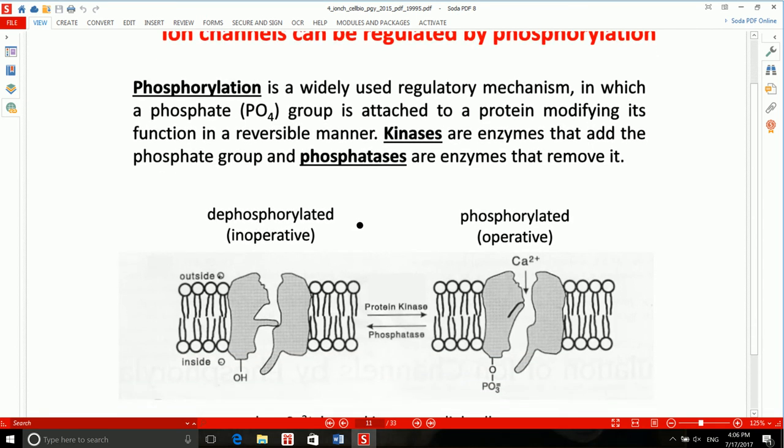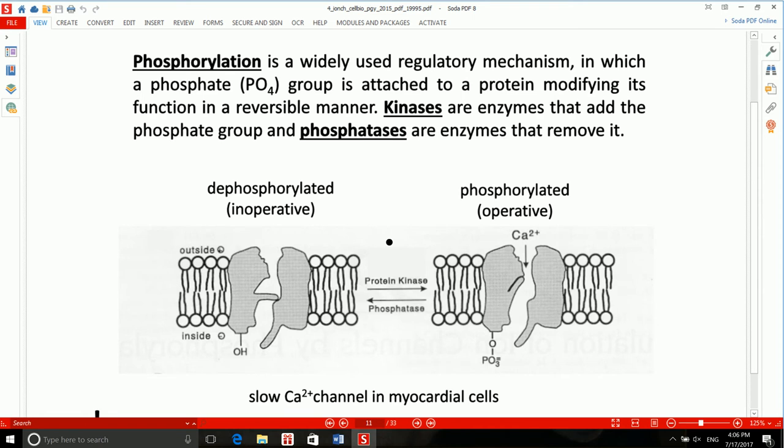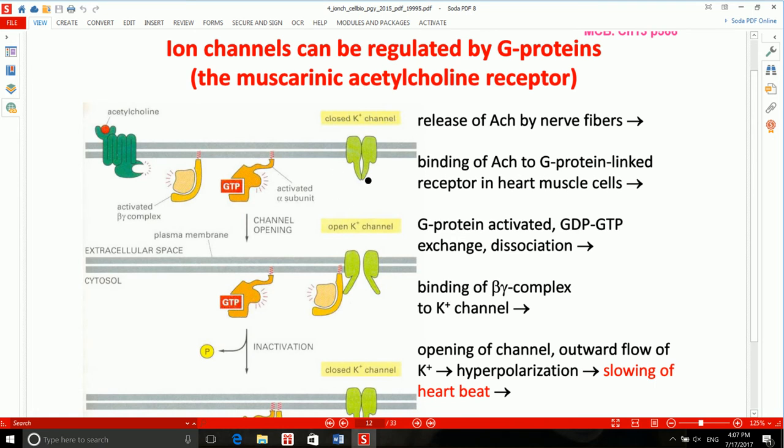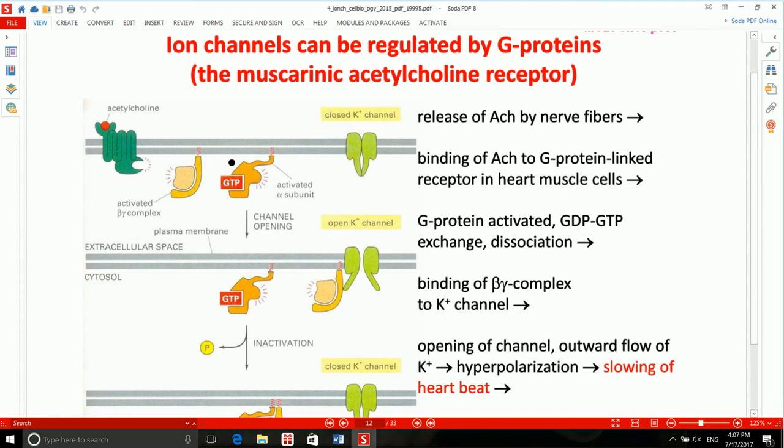Another type of regulation of channels is by phosphorylation, which I think you all know. The very definition of phosphorylation, I think you all know again, is the addition of a phosphate group. The enzymes which attach these phosphate groups are called kinases, and the enzymes which perform dephosphorylation, or detachment of these phosphate groups, are called phosphatases. But the third and the most important type of ion channel regulation we're going to talk about right now.